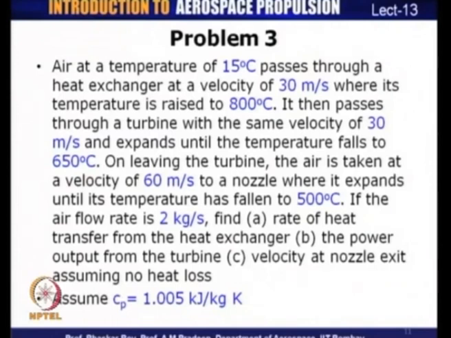It is also given to assume Cp for air as 1.005 kilojoules per kilogram Kelvin. So, here is a problem which consists of multiple components. We have a heat exchanger where air is taken from an initial temperature of 15 degrees Celsius to a high temperature of 800 degrees Celsius, and it is at a certain velocity. And from the heat exchanger, air goes to a turbine where its temperature falls and there is an increase in its velocity. And from the turbine exit, it goes through a nozzle where again there is a drop in temperature, and correspondingly there is also an increase in its velocity.